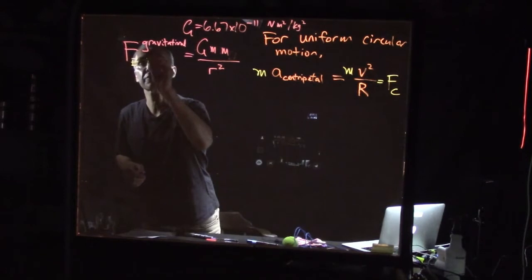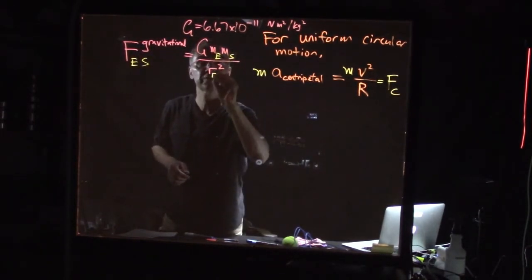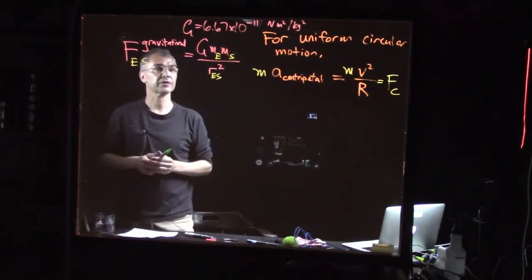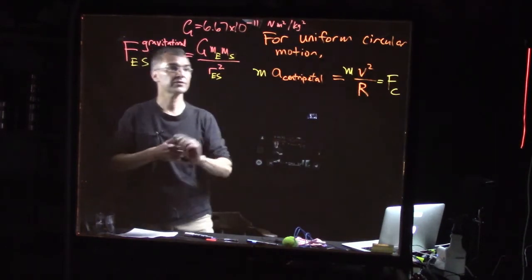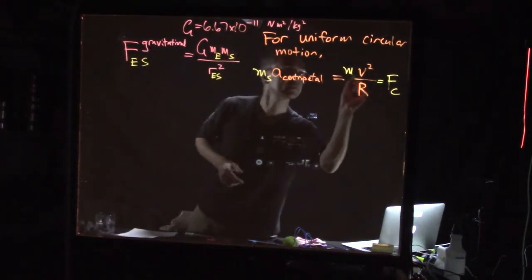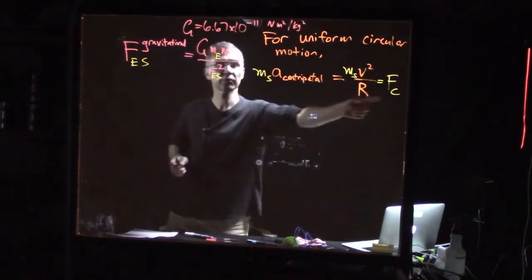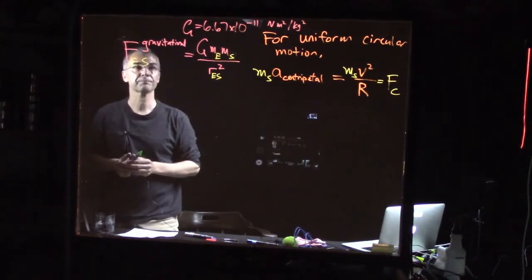This is between Earth and the satellite. Here's the mass of Earth. Here's the mass of the satellite. Now this is the distance between Earth's center and the satellite. So again, the centripetal force is provided by the gravitational attraction between Earth and the satellite.